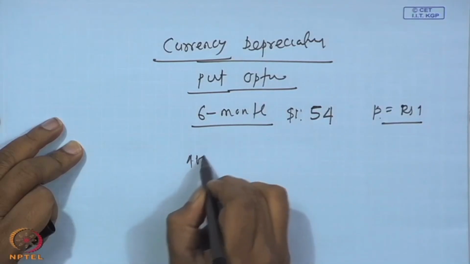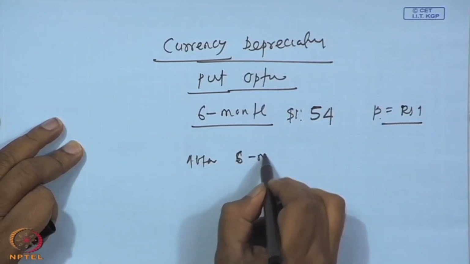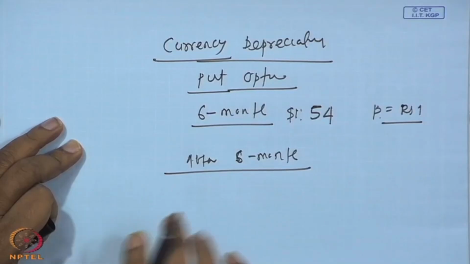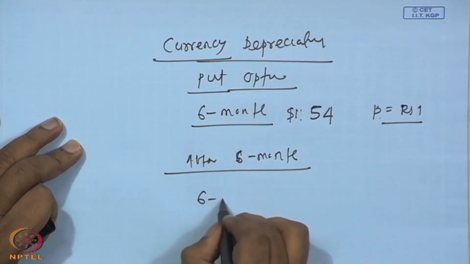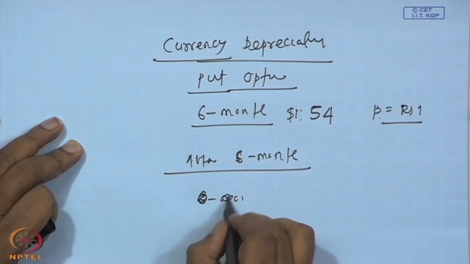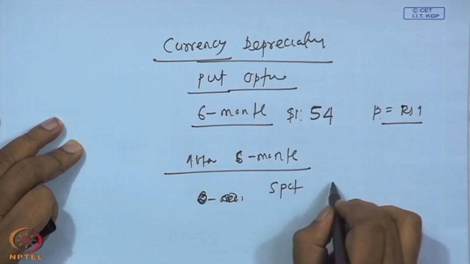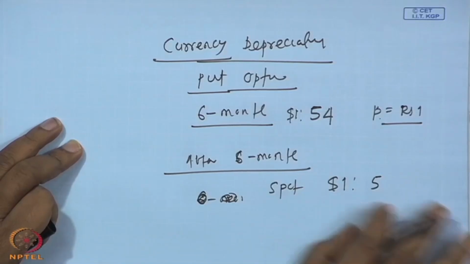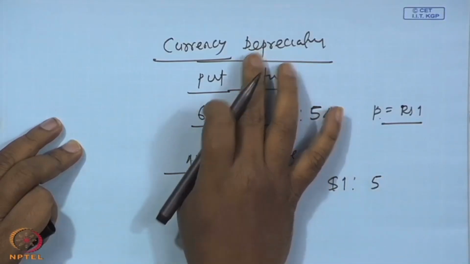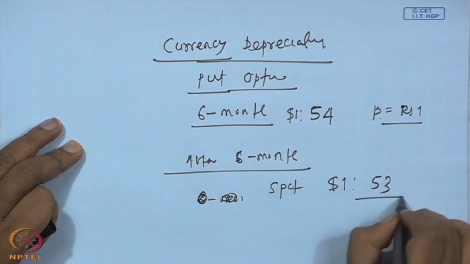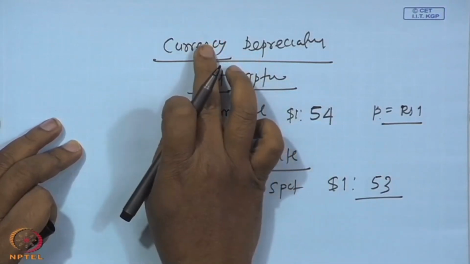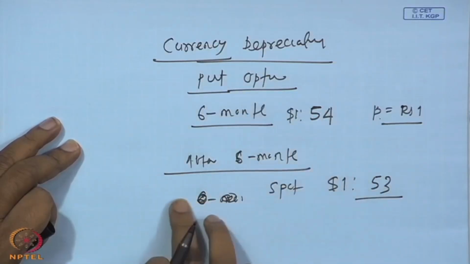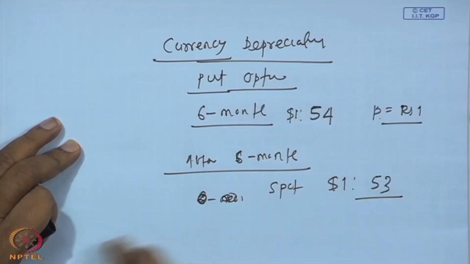After 6 months, I get my dollar and sell it in the market. Now suppose after 6 months, in the actual spot market, the dollar is depreciating and the rupee is appreciating, so the dollar is available at 53 rupees. Here I predicted that the dollar will depreciate and the rupee will appreciate. So in the actual market after 6 months the dollar became 53 rupees.